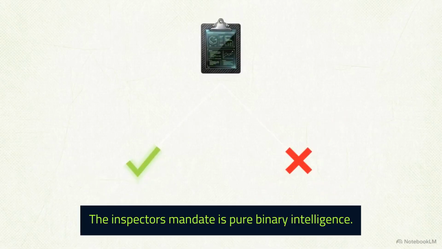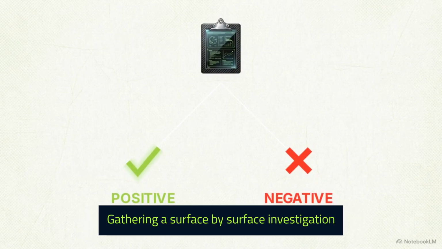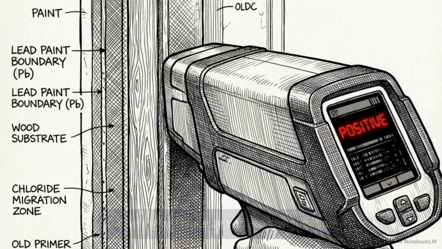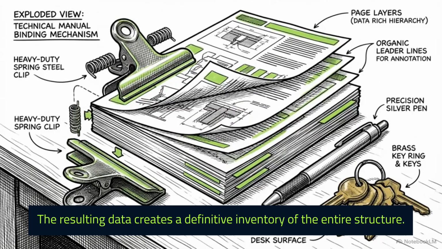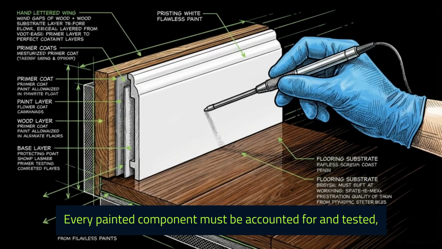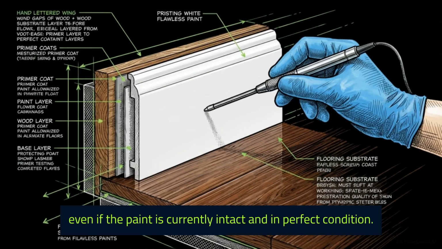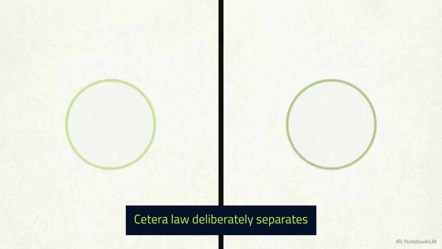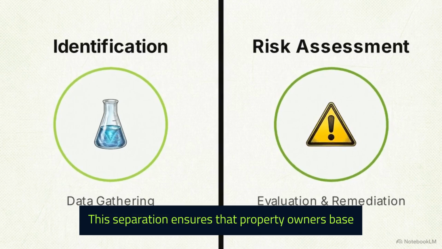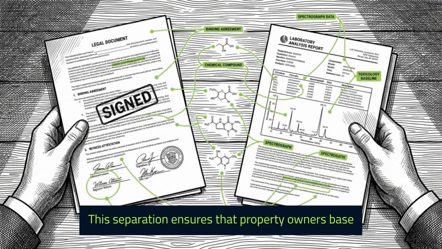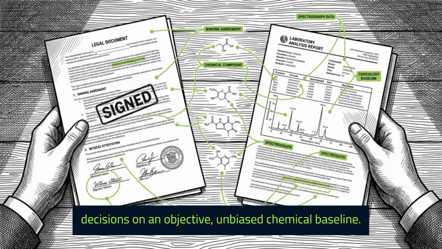The inspector's mandate is pure binary intelligence gathering, a surface-by-surface investigation to answer one question: is lead present or is it not? The resulting data creates a definitive inventory of the entire structure. Every painted component must be accounted for and tested, even if the paint is currently intact and in perfect condition. Federal law deliberately separates the identification of lead from the assessment of its risk. This separation ensures that property owners base their compliance and disclosure decisions on an objective, unbiased chemical baseline.